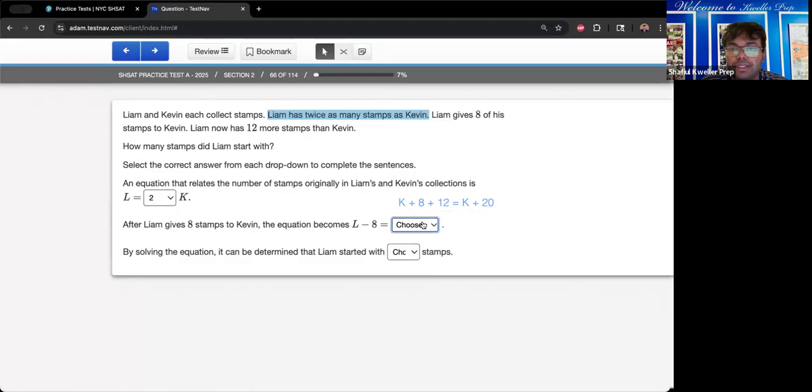And then solving the equation. I don't want to solve this, but 2K is equal to K plus 20. Wait, no, 2K minus 8 is equal to K plus 20. K is equal to 28. And then Liam had twice as many stamps, so Liam's equal to 56. Is that an answer? Okay.